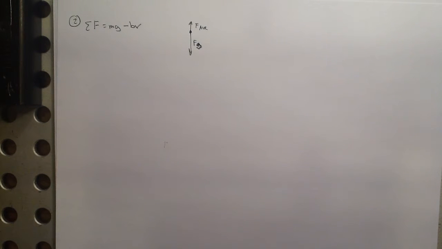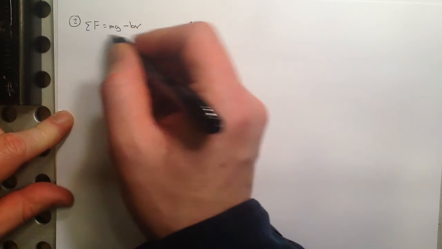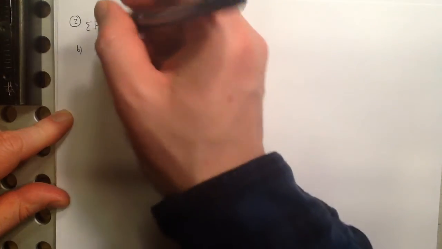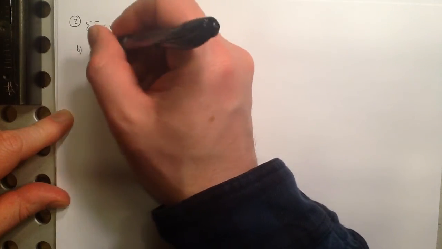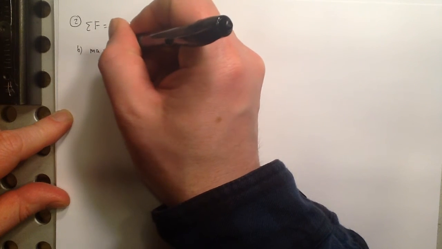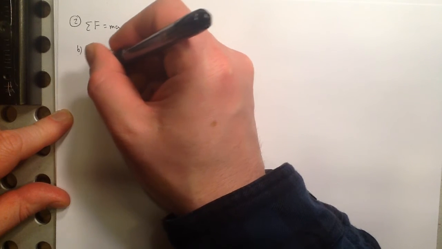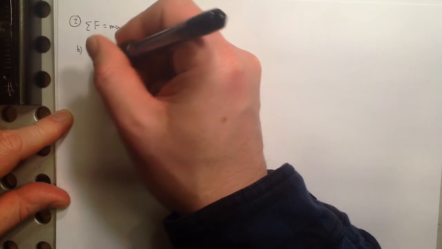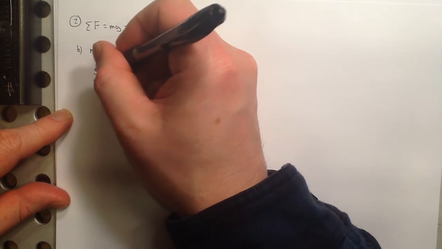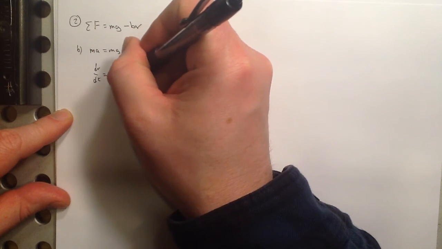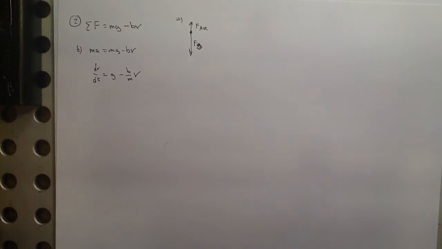Write the differential equation that could be solved to find the velocity of the object as a function of time. So now I want to turn this into that differential equation. Sum of all forces, that's mass times acceleration, equals mg minus bv. I'm going to replace this with dv/dt. Acceleration is the same as the derivative of velocity, and I'm also going to divide through by m, which makes it a little easier to deal with.